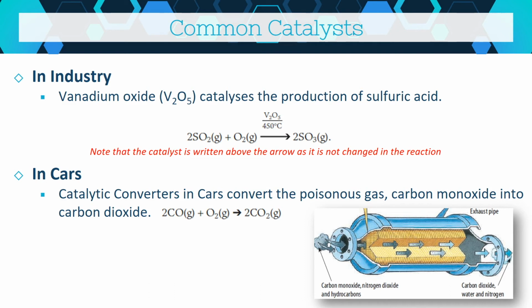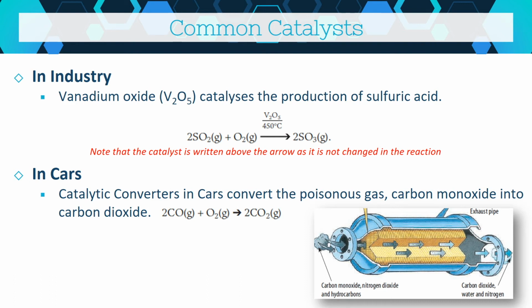Now, I mentioned that catalysts are in our body as enzymes, but we do have them in the world around us. In industry, when they make sulfuric acid, they use something called vanadium oxide, and that helps with the production of sulfuric acid. You might notice that the catalyst is actually written above the arrow because it's not actually a reactant, nor is it a product, so you can't put it on either of those sides. So we put it above the arrow to show it was helping out.